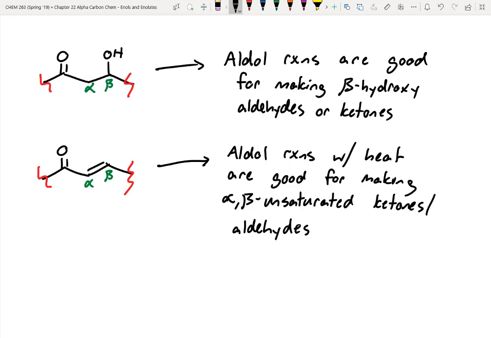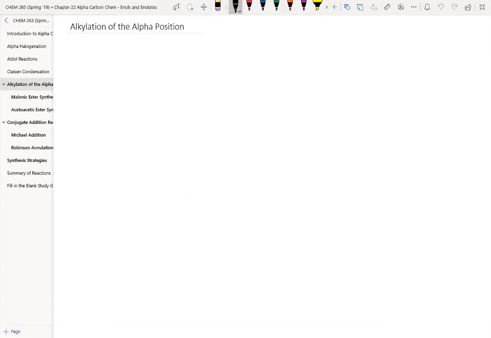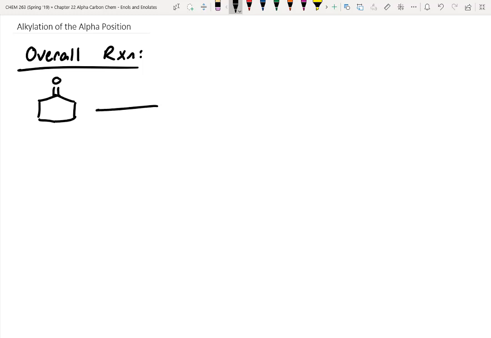All right. So now let's move on to another type of reactivity. The next one we're going to look at is alkylation of the alpha position. This one's actually pretty straightforward for the first one. So let's take a look at the overall reaction. So let's say we have cyclohexanone and we want to add some sort of alkyl group to that alpha position. I'm just going to call this alkyl group R.